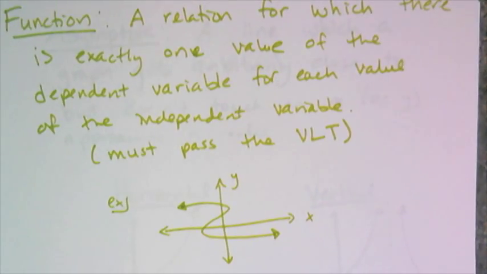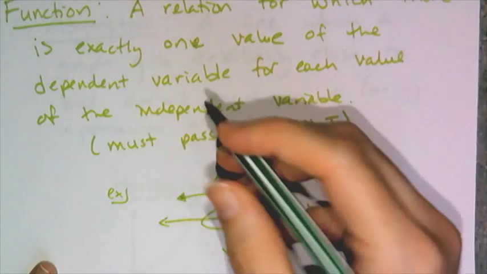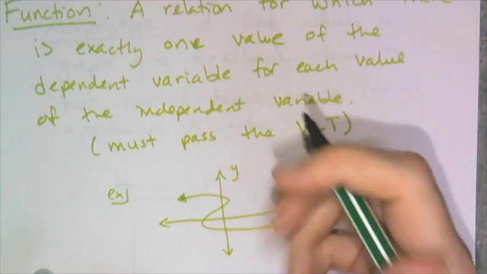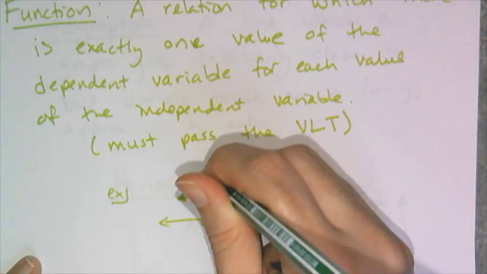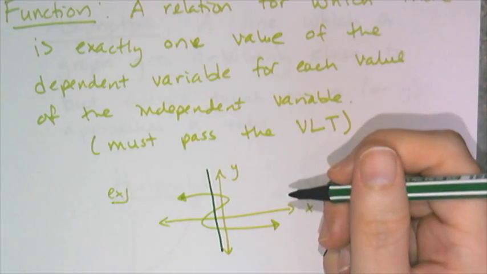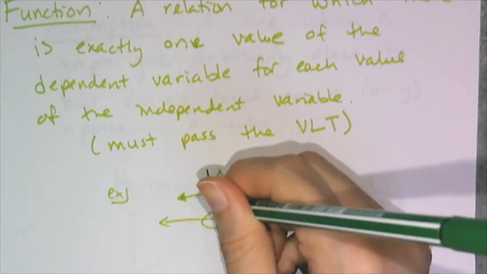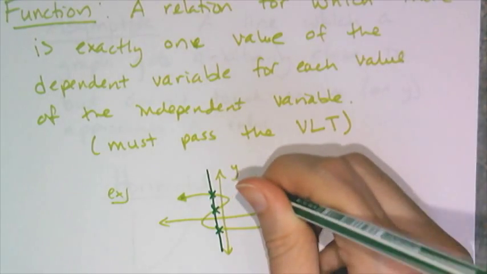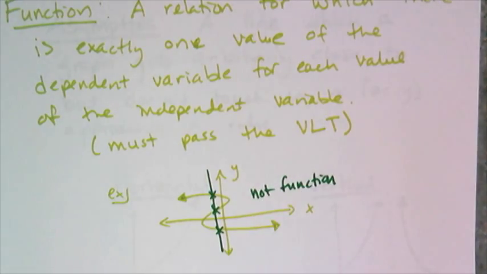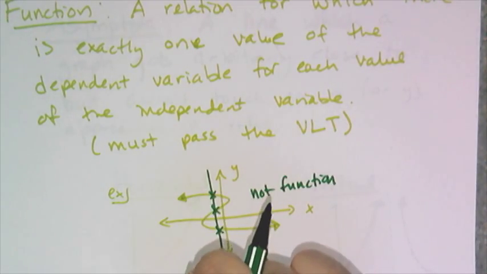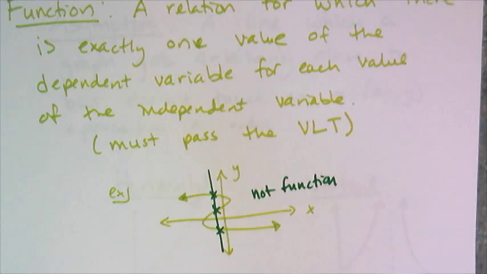And it must pass, if you remember, the vertical line test. All the vertical line test is, it's just a test to see if something's a function. If I can draw a vertical line anywhere on the function, it could just be at a single x value, and it hits the function more than once, it is not a function. So this relation is not a function because it has 3 y values for a single x value.